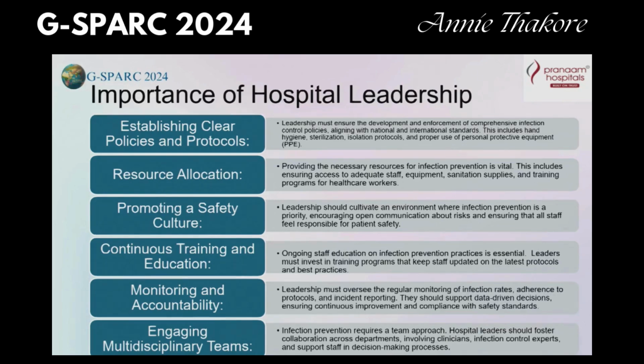So leadership should have established clear policies and protocols. How the leader leads, the organization runs. Resource allocation, we need to put the right people in the right place. That is another thing which we need to look into, and promoting a safety culture, continuous training and education, monitoring and accountability, and engaging multidisciplinary teams.